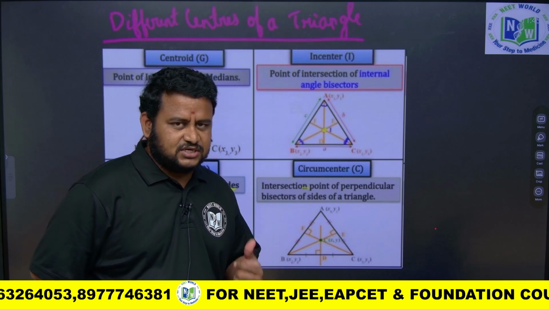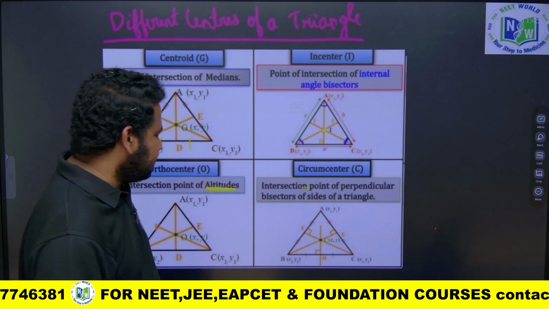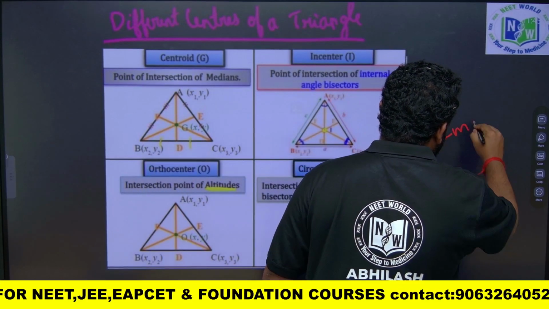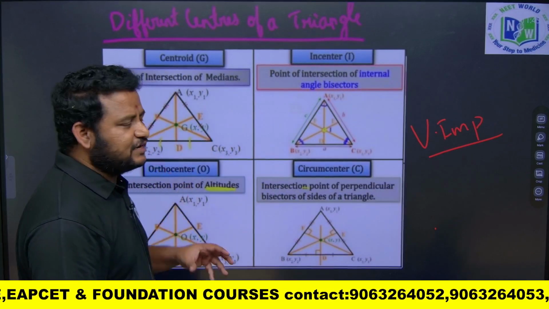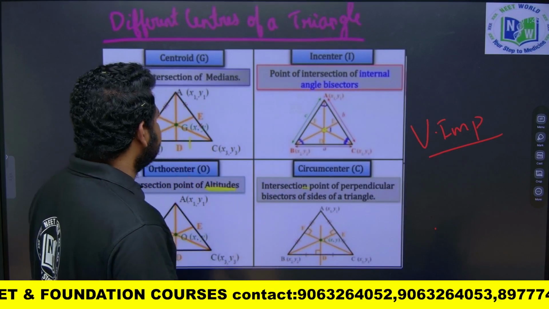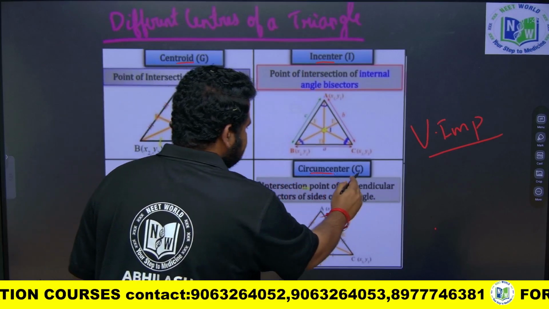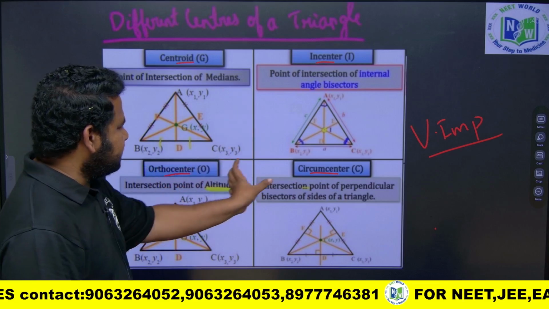Coming to this session, we will be discussing various centers of a triangle, that is, different centers of a triangle. This is a very important concept. First of all, you should have clarity about the different centers of a triangle. Different centers of a triangle include centroid, incenter, orthocenter and circumcenter. One is what? Centroid, incenter, orthocenter and circumcenter.